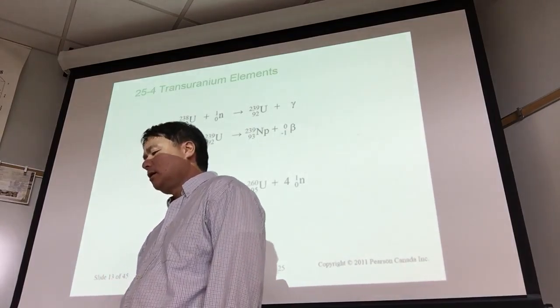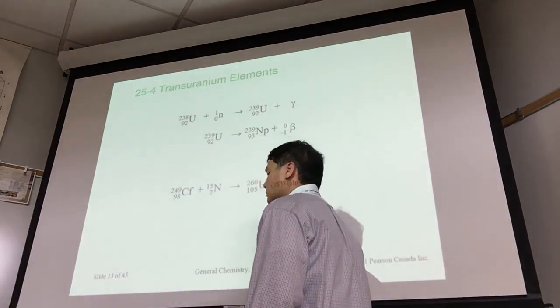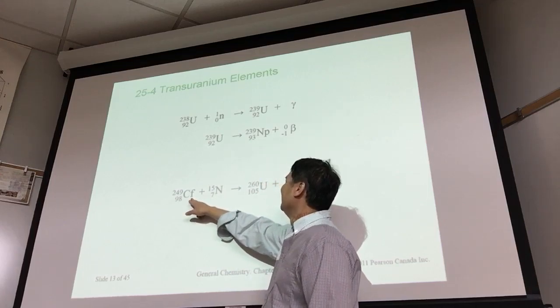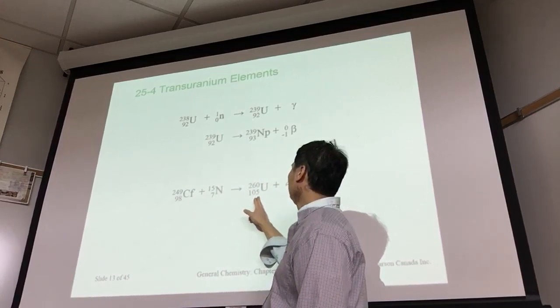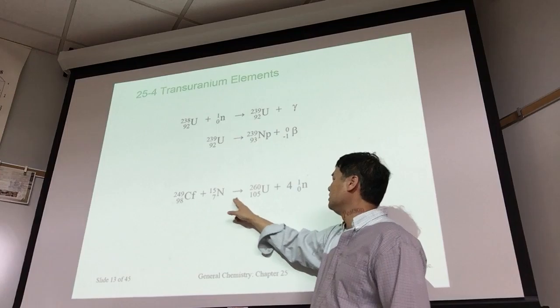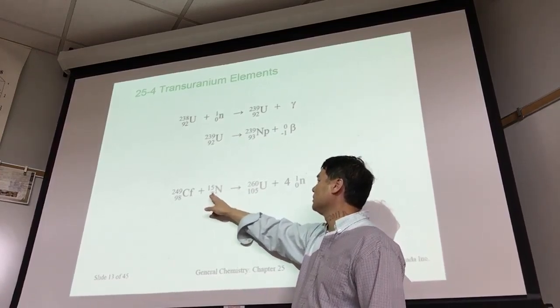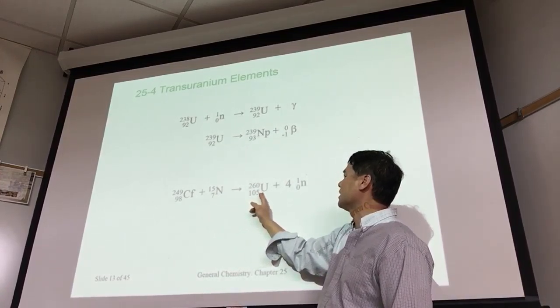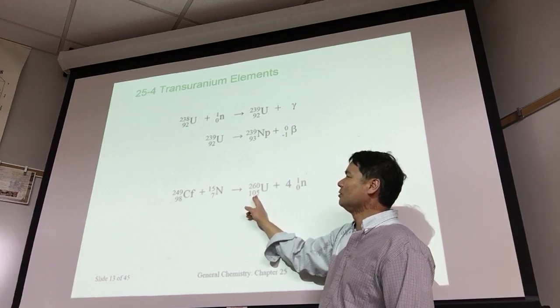And so here you can do some synthesis. For example, here you can make even new atoms, like californium plus nitrogen. So uranium. This can't be uranium. What's element number 105?